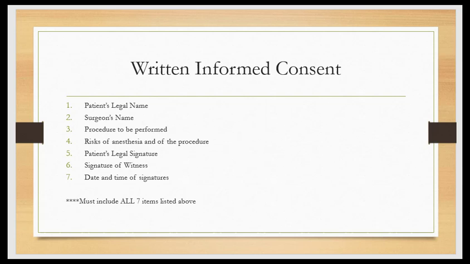So some items that absolutely must be included on the written consent are the patient's legal name, the surgeon's name, the procedure to be performed, the risks involved with anesthesia and also with the procedure itself, the legal signatures of both the patient and the witness, and the date and time of those procedures. So that's 7 vital things that need to be included on a written informed consent. In addition to these 7 things, they may also include consent to allow the surgeon to bring in colleagues to assist them if needed.